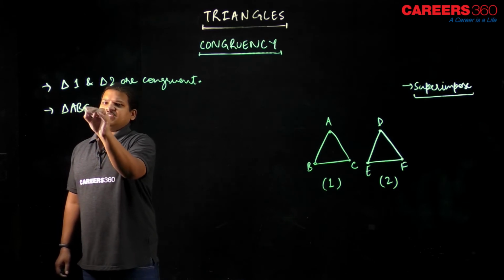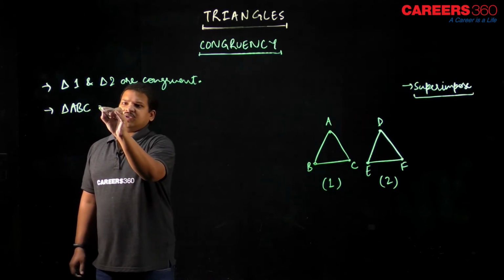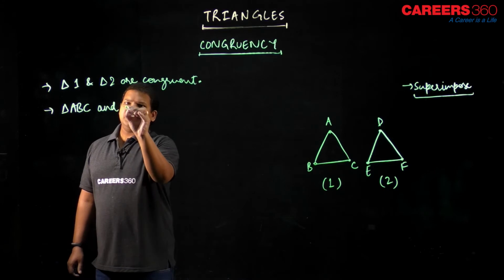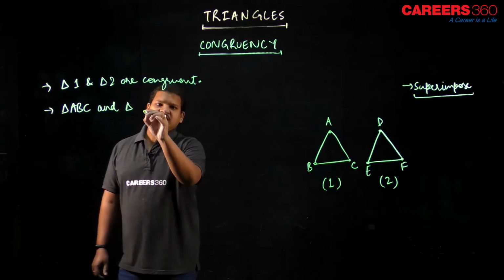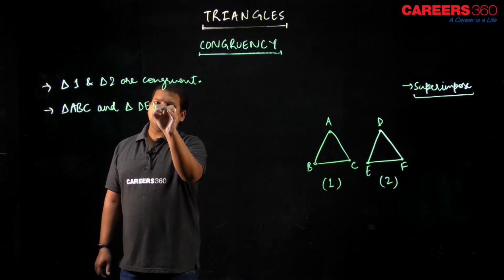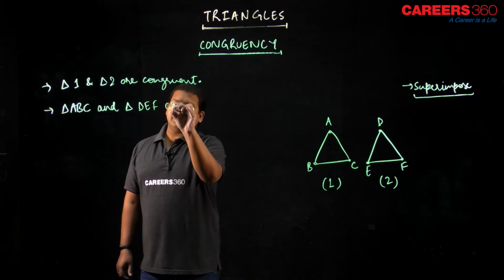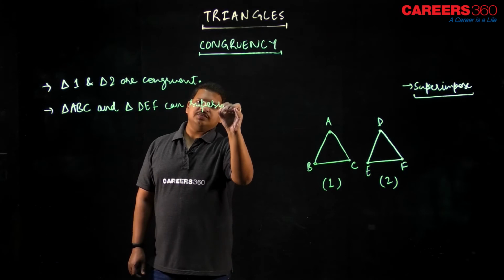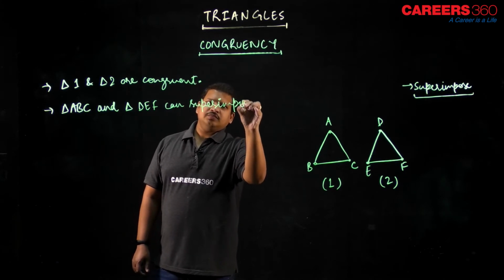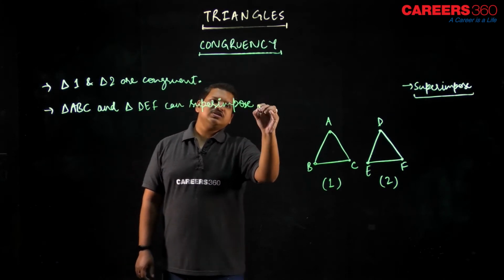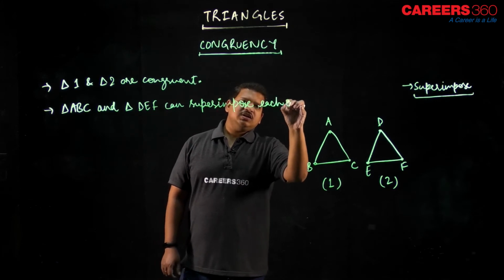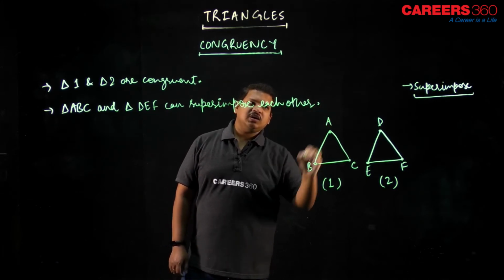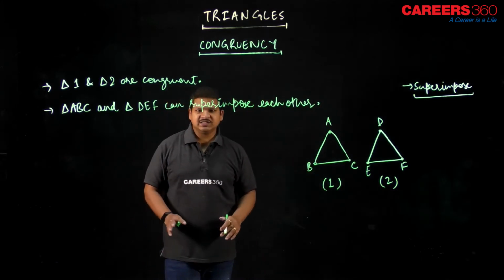triangle ABC and triangle DEF can superimpose each other. I hope it is making sense.